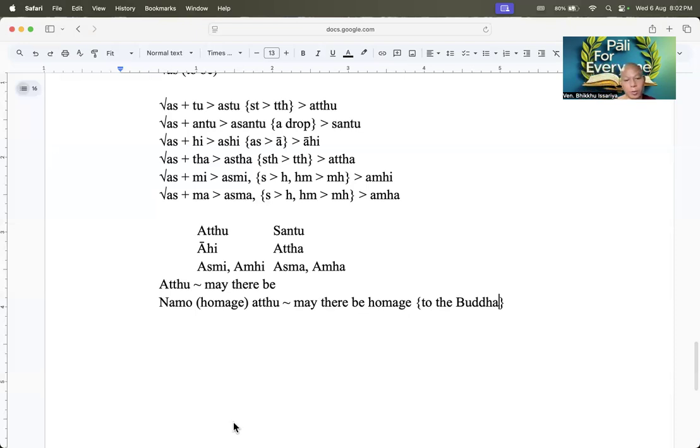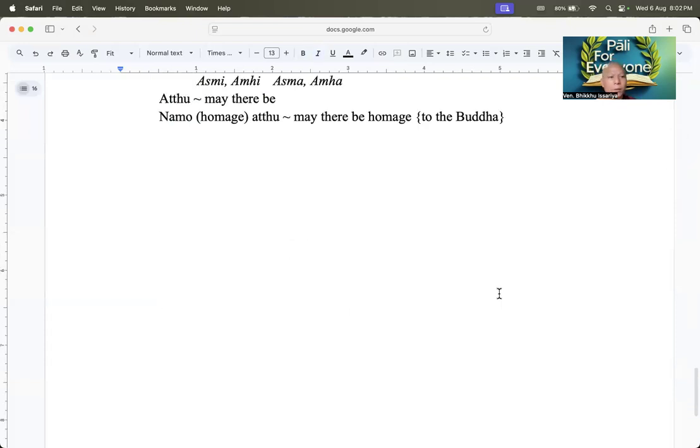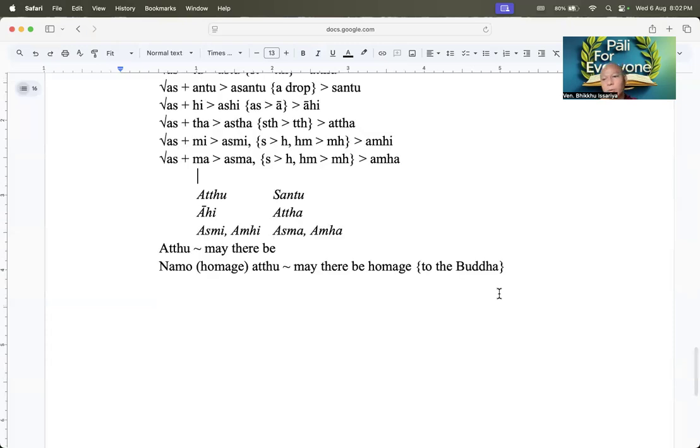Okay, so that is why the usage of the imperative verb with the root as also in this way can be understood. Root as is very irregular. Okay, so now we finished this one also.